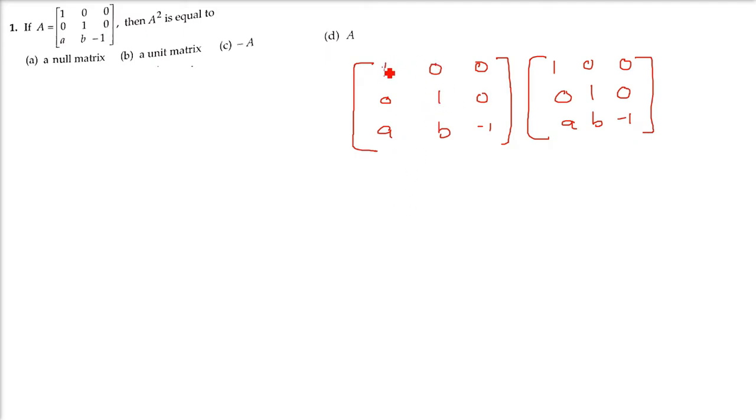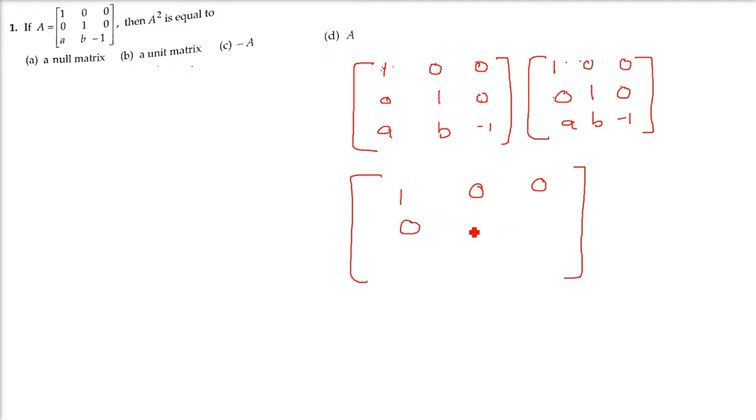See, 1 into 1 is 1, 0 into 0 is 0, 0 into A is 0. So first row with second column, again everything will be 0. Third also same thing. So when you multiply first row with the last column, you'll get 0. Okay, so it is coming like a unit matrix, but we have to just see the second one.